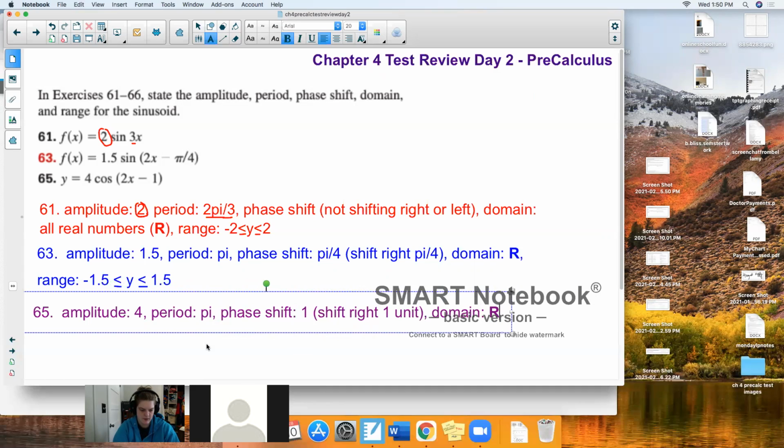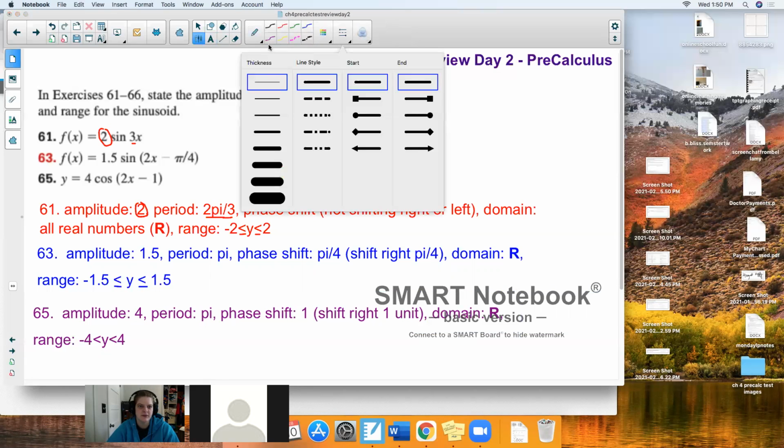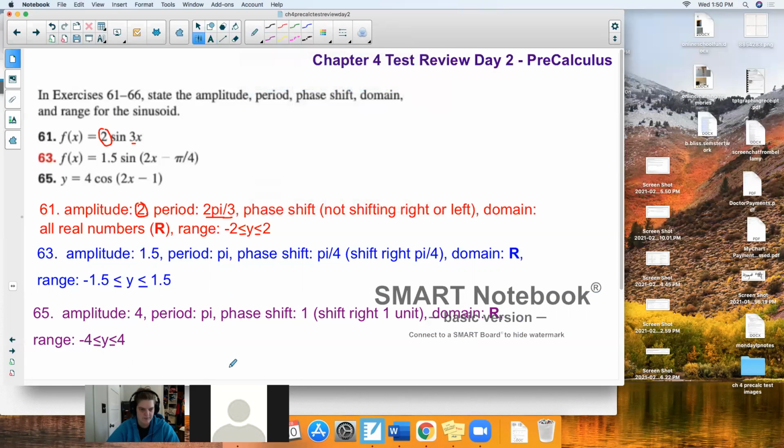Let's see. And then the range is, because of 4, -4 to 4. And so we'll underline that because it equals 4. It's very exciting. Oh, there it is. All right. And again, those are all based on all these numbers in here. So 4 for your amplitude. Pi comes from the fact that there's a 2, and the -1 is here. All righty.